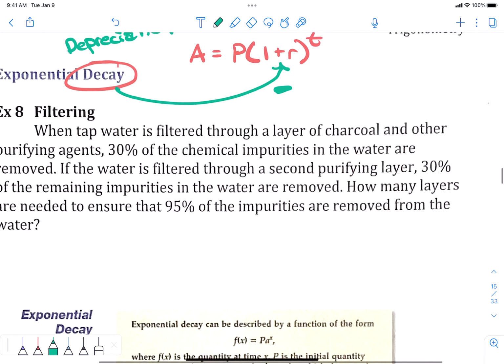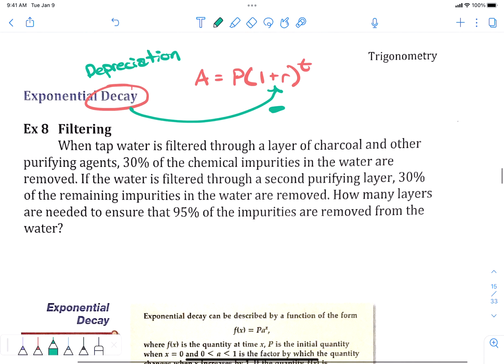Let's do this. Here we go. So, they don't give me a before and after. We have to kind of, in a sense, really make this up. Okay? So, let's do this. If we want 95% of the impurities to be removed, what do you want your before and after numbers to be? What do you want to start with?